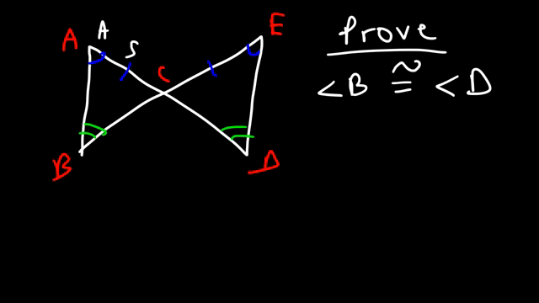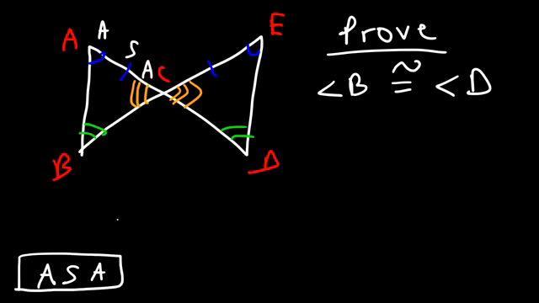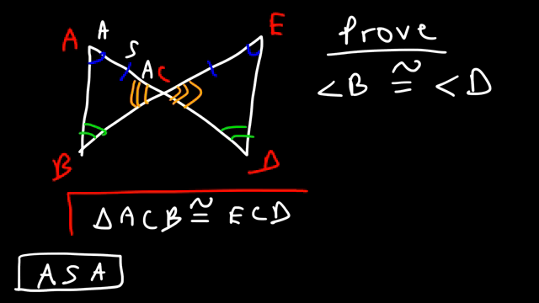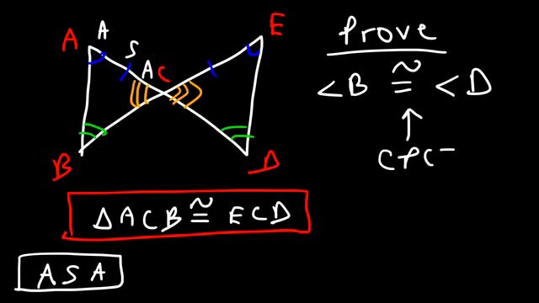Notice that angles ACB and ECD are congruent to each other because they form vertical angles. Vertical angles are congruent. So based on the ASA, angle side angle postulate, we can make the statement that triangle ACB is congruent to triangle ECD. Now, once we prove that the two triangles are congruent, we can make the statement that angle B is congruent to angle D using CPCTC.